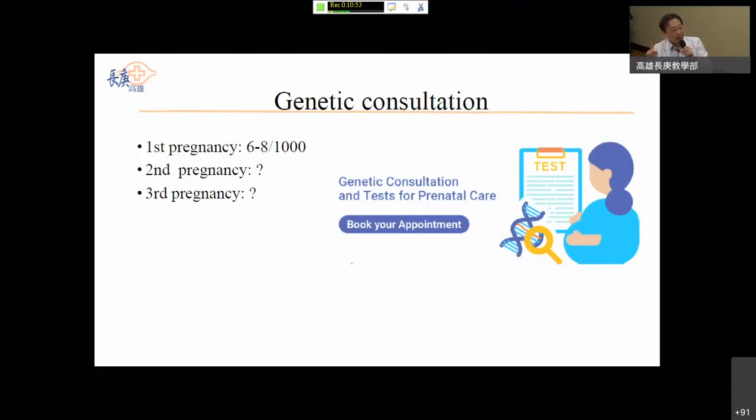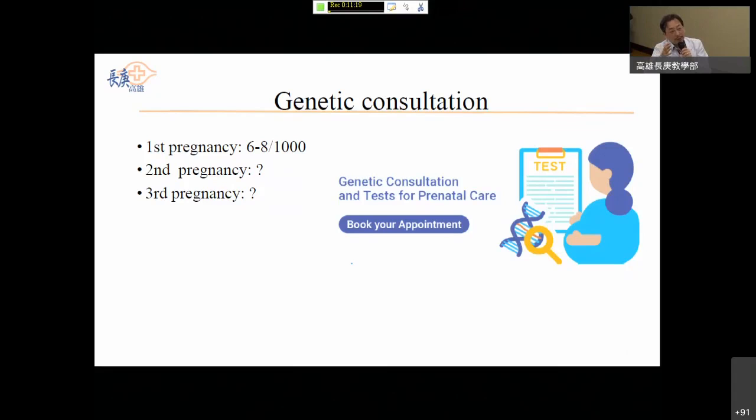Increase, right? Very good guess, Jasmine. Excellent, okay? But how many fold, how many times of increasing? It's like 10 times, okay? So the second pregnancy will likely be 6 to 8 per 100 population who would have congenital heart disease. That's a 10 times increase, okay?